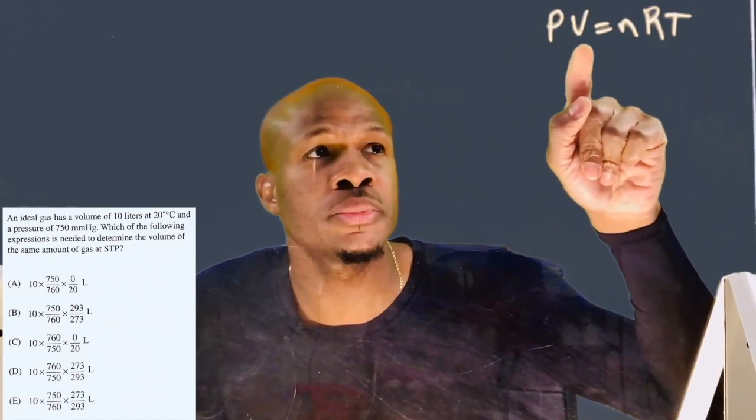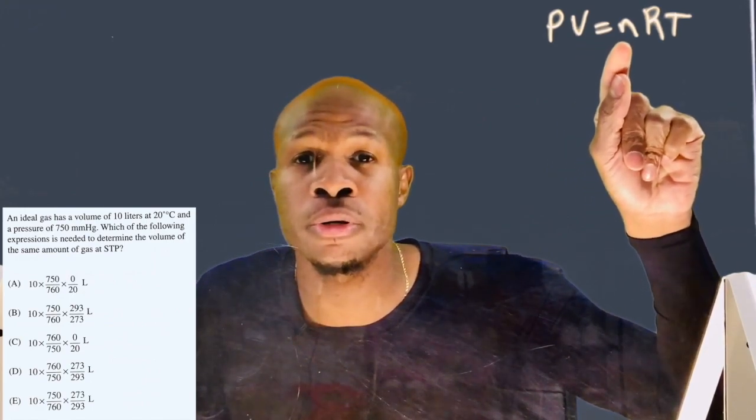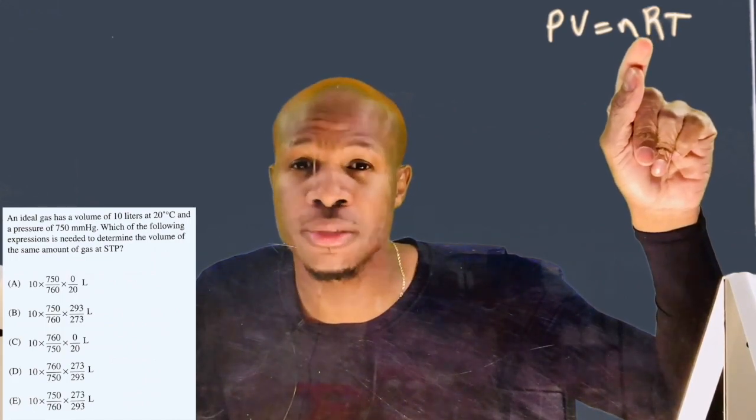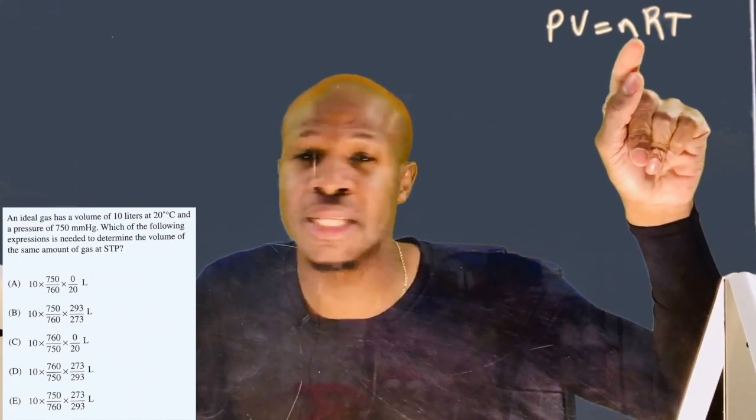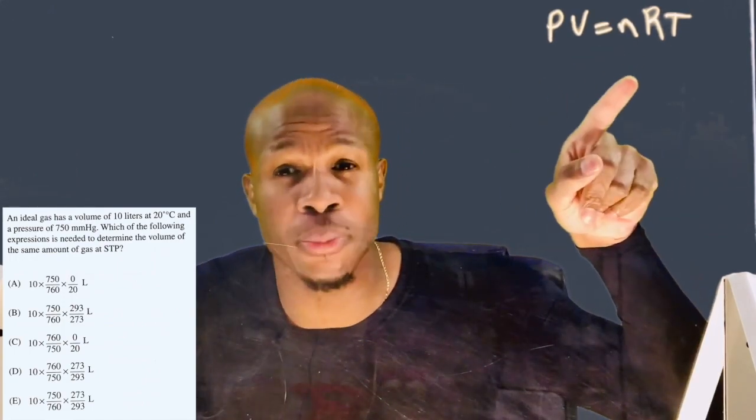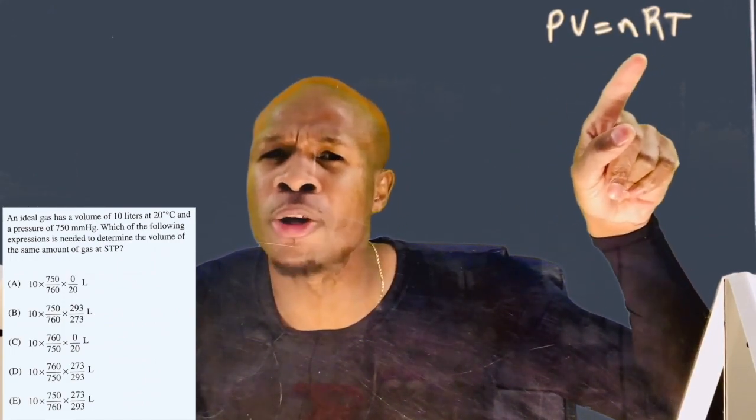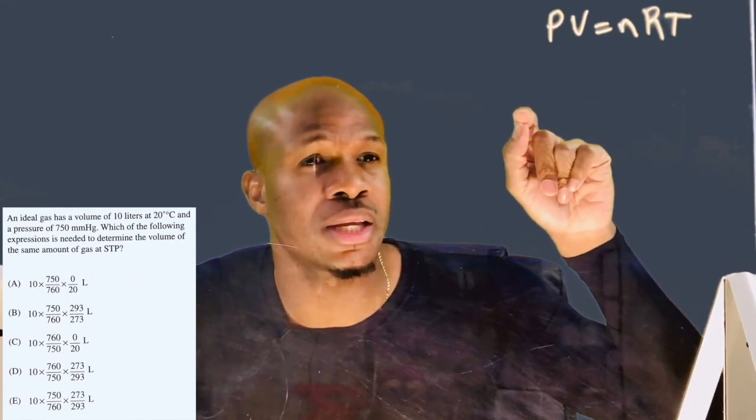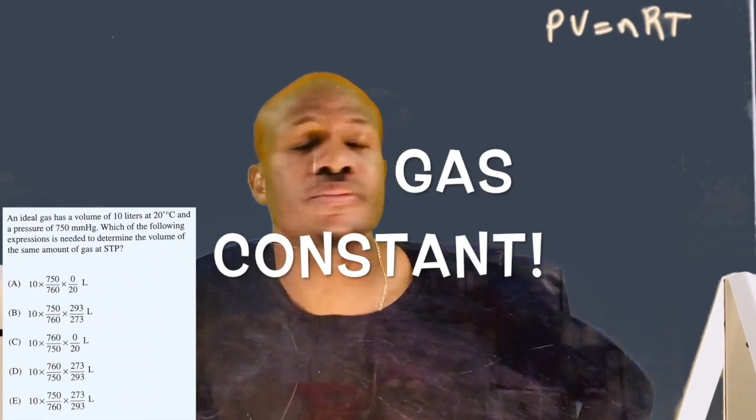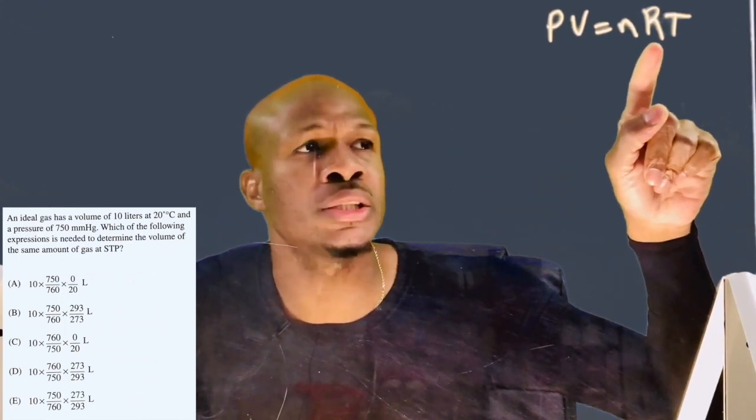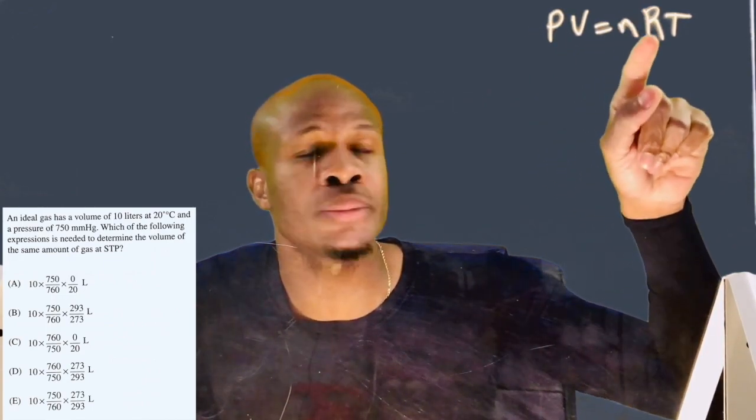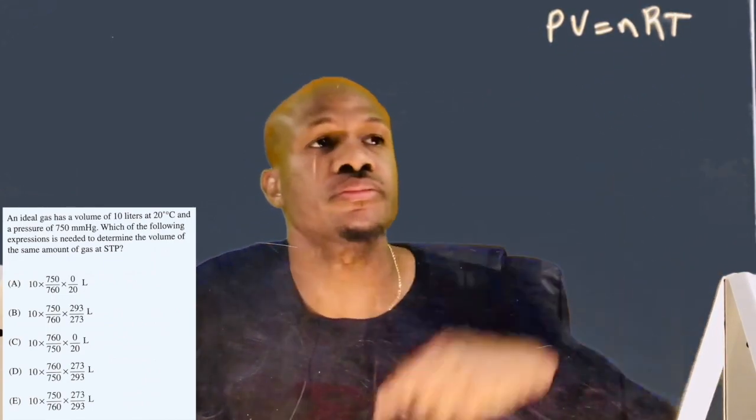Pressure times volume is equal to the number of moles of molecule, right? Times R. It's been a while since I've taken chemistry, but I remember this equation. What was R? Boltzmann? No, R is not Boltzmann. It's the gas constant, right? And T, the temperature. So pressure times volume equals the number of moles times R times temperature.